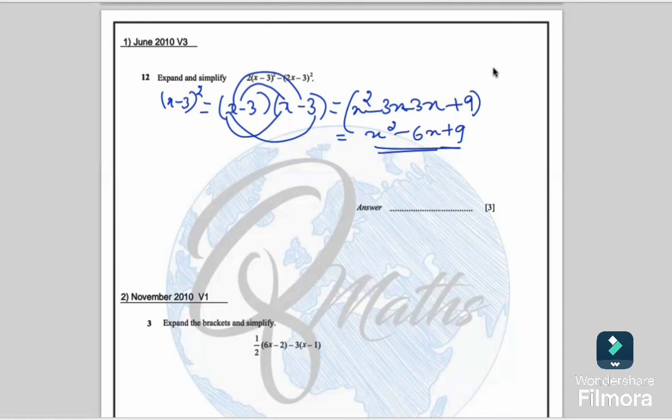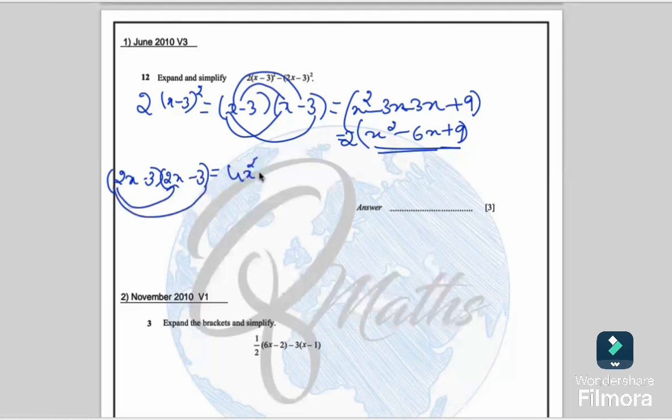Now, there is a 2 in front of (x minus 3) whole square, so don't forget to put that 2 outside the bracket. Keep that answer aside. Now we'll simplify the second part, which is (2x minus 3) and (2x minus 3), written 2 times because we have (2x minus 3) whole square. Once again, multiply them. 2x into 2x is 4x square. 2x into minus 3 is minus 6x. Then minus 3 into 2x, again minus 6x. Minus 3 into minus 3 is positive 9.